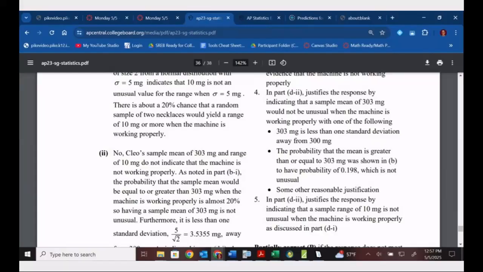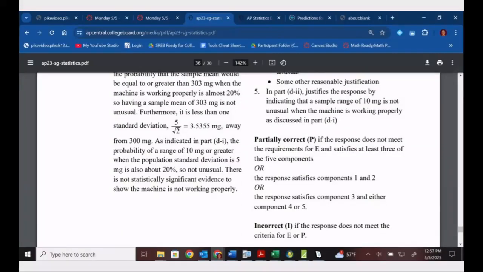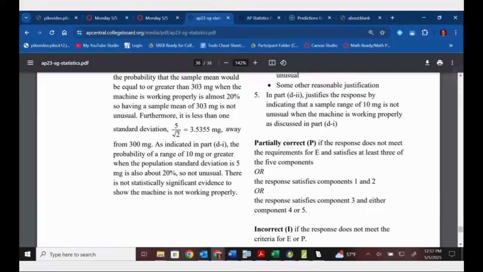So if you get 4 of those 5 components, it's an E. 3 of the 5 components would be a P, or just components 1 and 2, or component 3 and either 4 or 5.